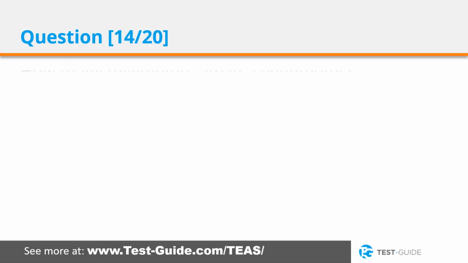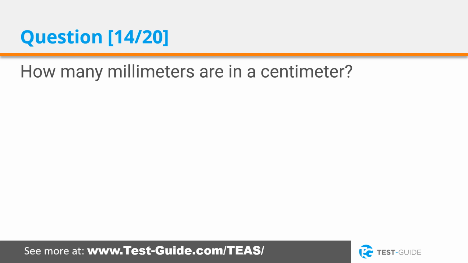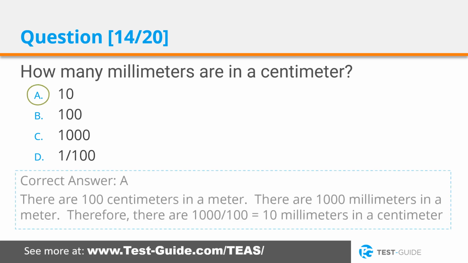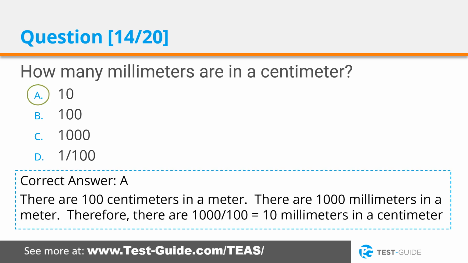Question 14. How many millimeters are in a centimeter? 10, 100, 1,000, 1 over 100. Correct answer A. There are 100 centimeters in a meter. There are 1,000 millimeters in a meter. Therefore, there are 1,000 divided by 100, which equals 10 millimeters in a centimeter.